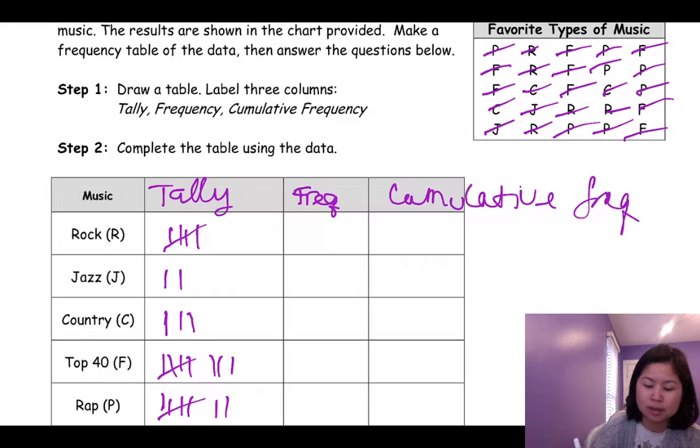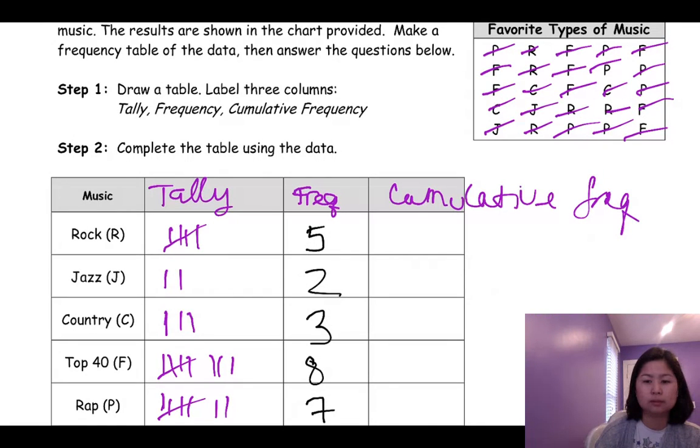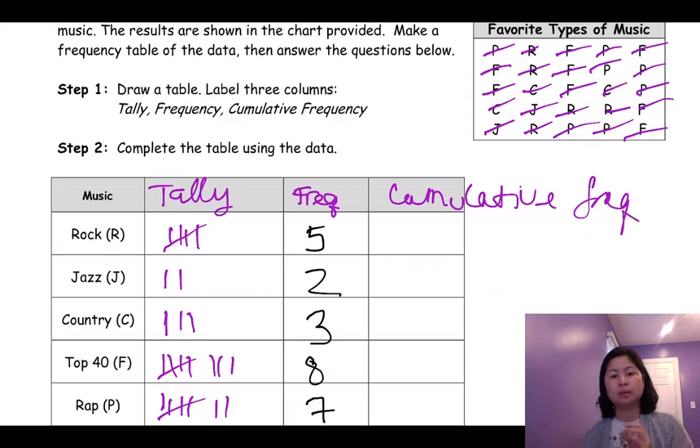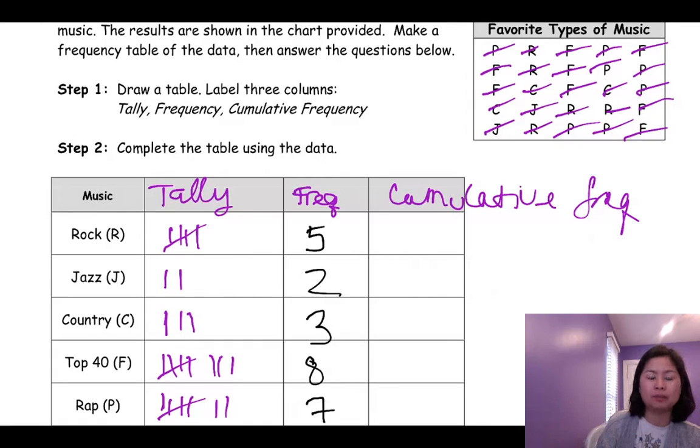The frequency is basically just the number of tallies that you got. So this is 5, 2, 3, 8, 7. When I look at your work, the tally and frequency are getting better. About 70% of you know what to do. The cumulative frequency, when I looked at your paired work from the last time, is the part that you guys are confused about. So that's why I want to go over it.